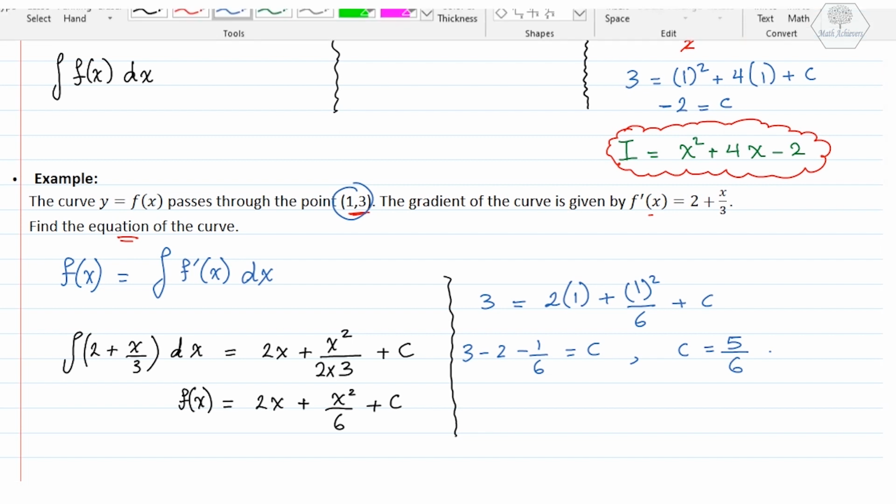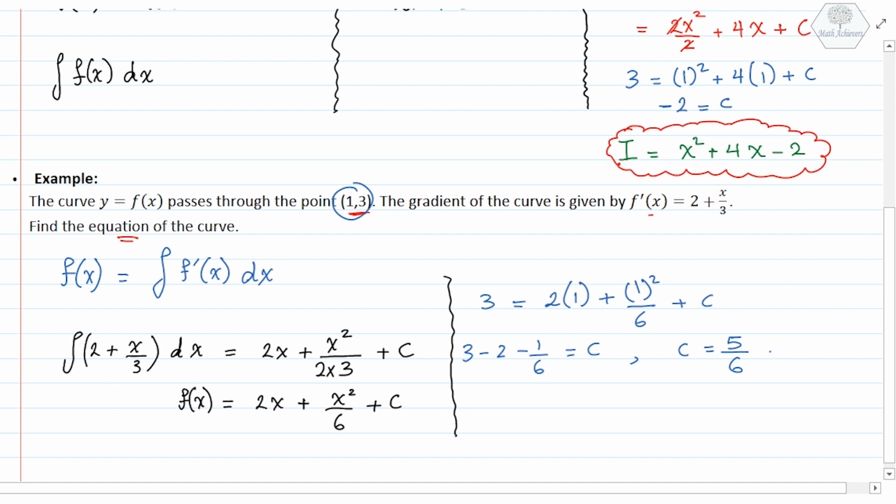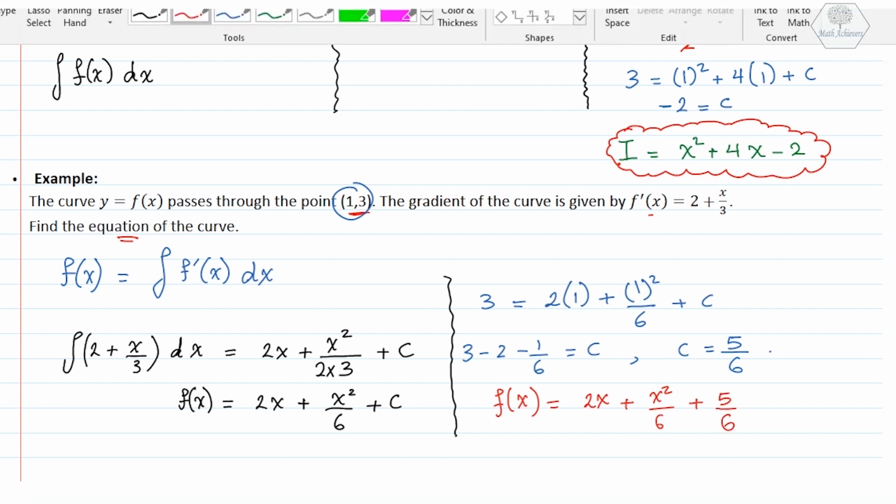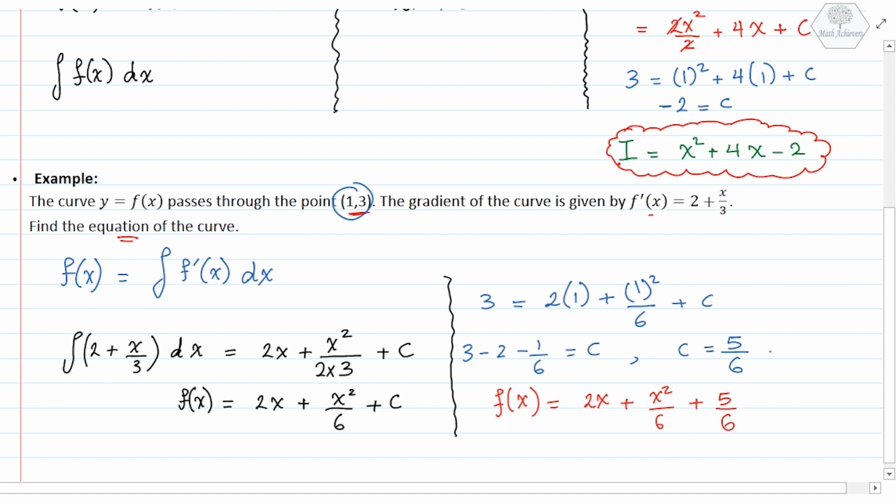So now, my final answer, f of x is equal to 2x plus x squared over 6 plus 5 over 6. This is my f of x.